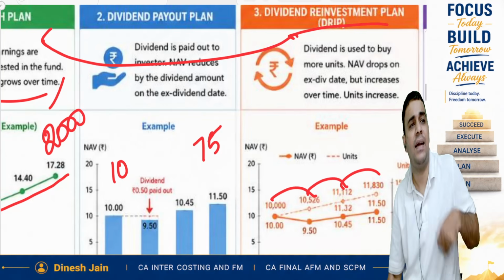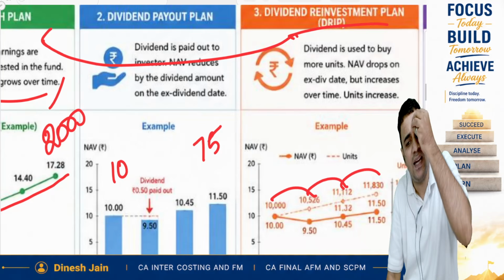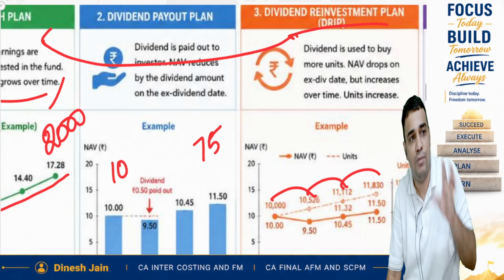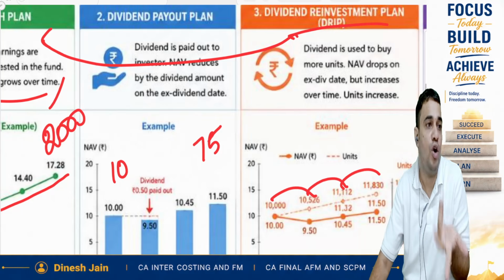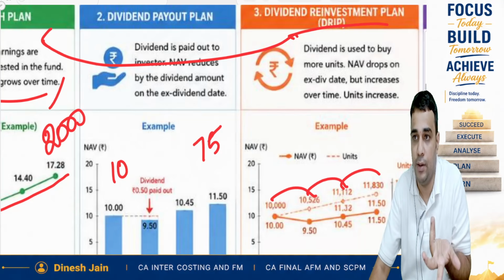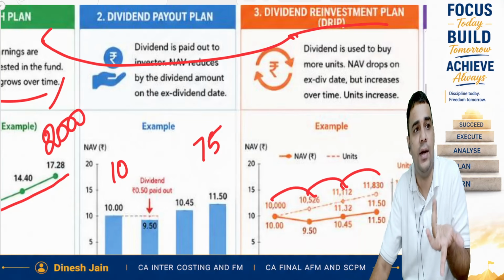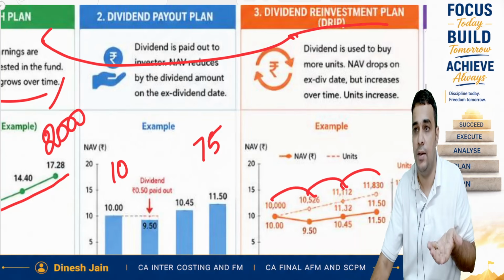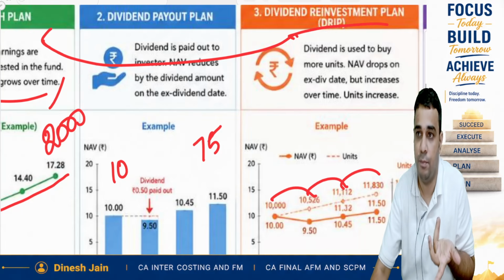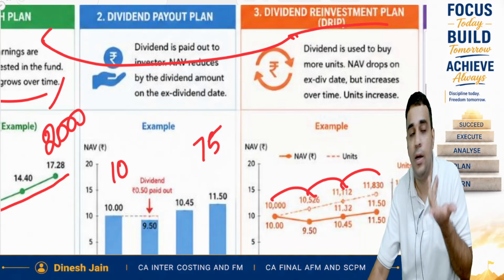So in the practical world, many AMCs have discontinued this reinvestment plan, saying that you go for growth plan. Why are you doing reinvestment? You don't want dividend, don't get the dividend. You are taking the dividend and reinvesting it again. That is nothing but a growth plan.